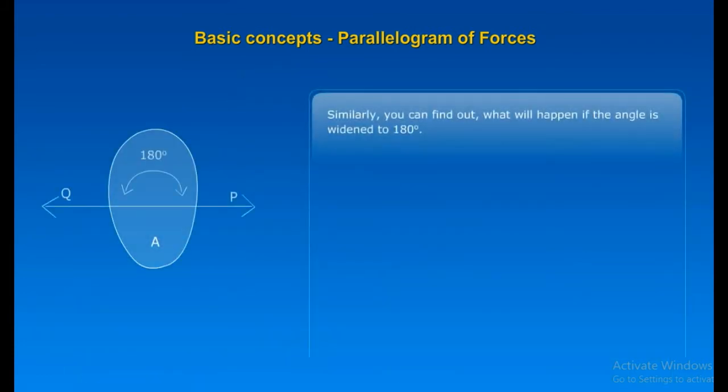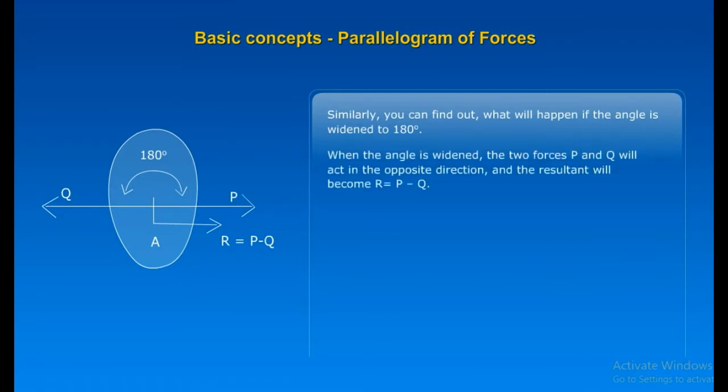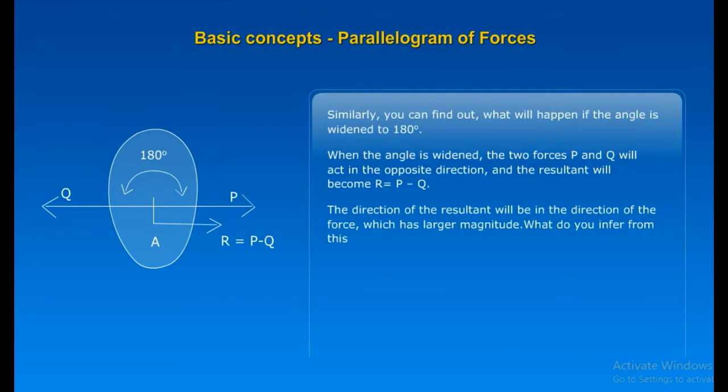Similarly, you can find out what will happen if the angle is widened to 180 degrees. When the angle is widened, the two forces P and Q will act in the opposite direction, and the resultant will become R is equivalent to the difference of P and Q. The direction of the resultant will be in the direction of the force which has a larger magnitude.